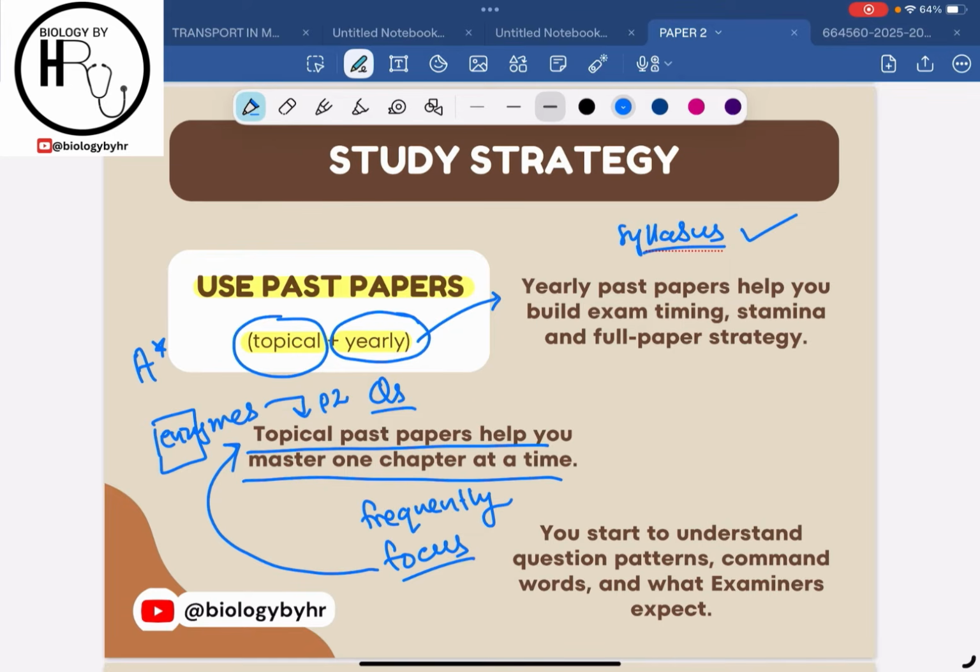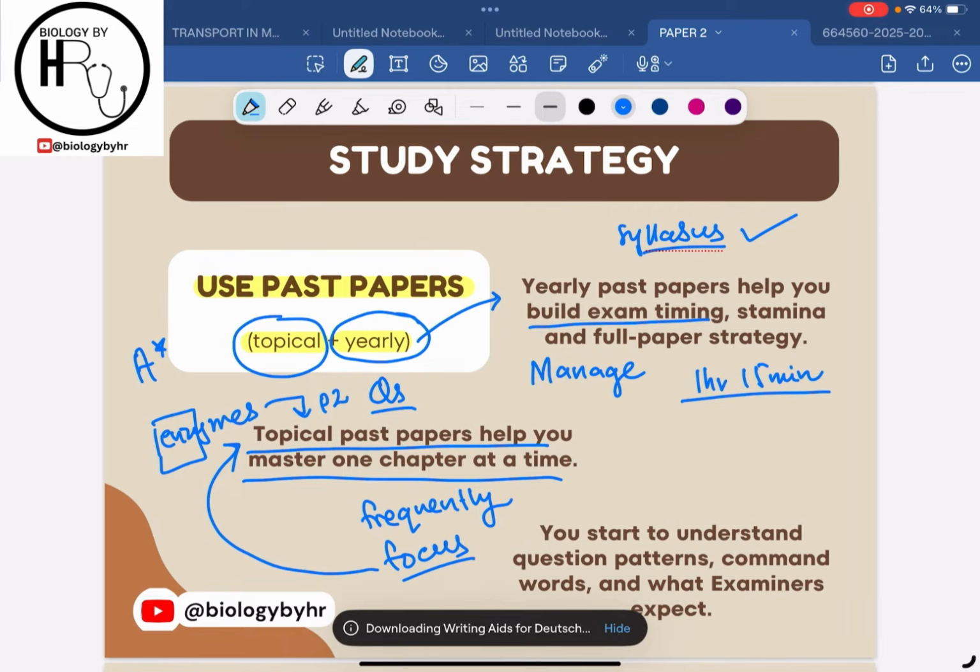The yearly past papers help you to build the exam timing. For example, it helps you with time management, right? It helps you build your time management technique, how you have to manage your time during your exams. It helps you build your stamina for the full yearly past papers, like you have to solve the full yearly past paper in 1 hour and 15 minutes. So you should be very much ready for all of this as well.